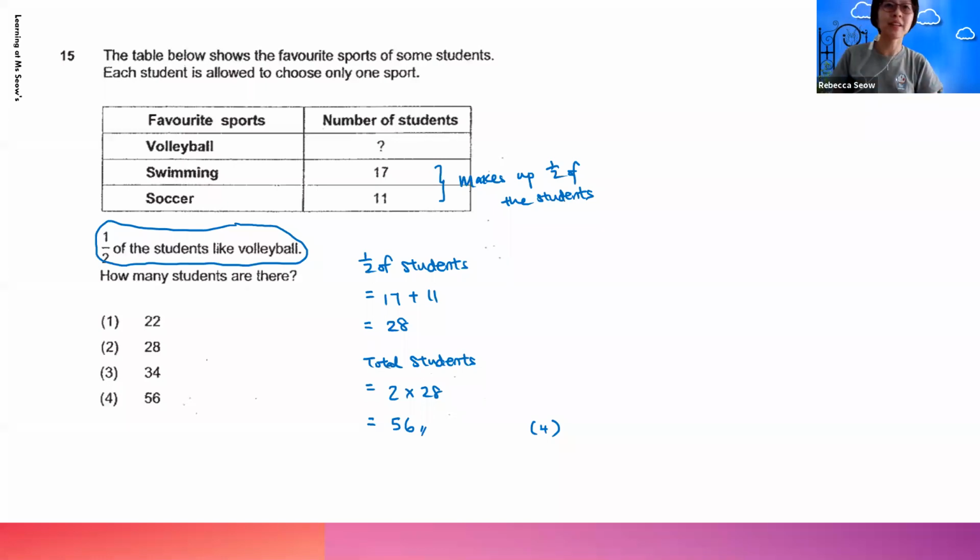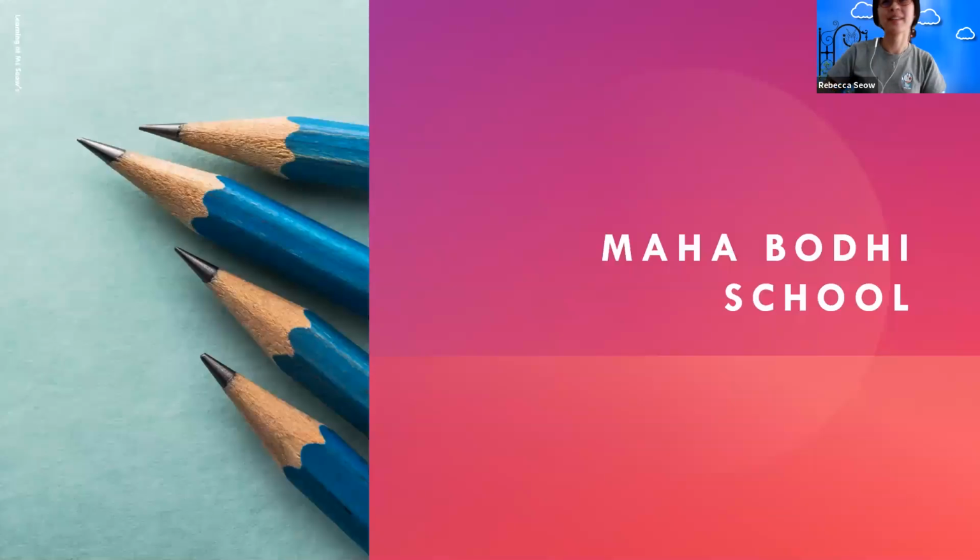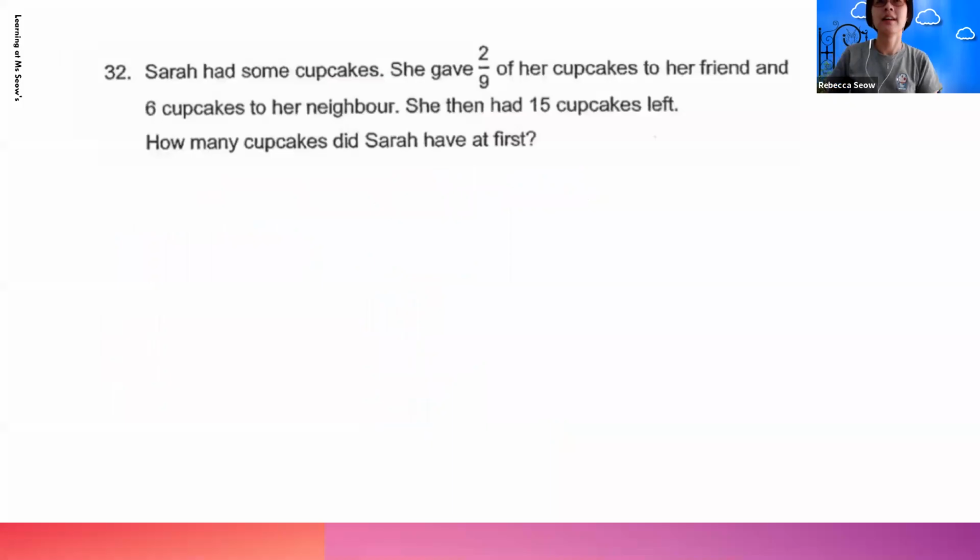Am I going too fast? Okay. If not, then we'll proceed on to the next question. So next one, we are taking from MAHA BODHI school. And this is question 32.